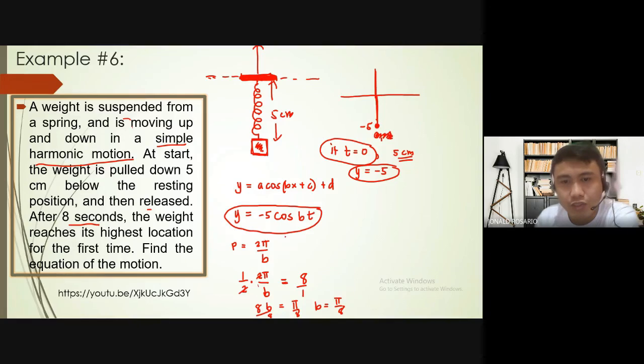So substitution, i-substitute natin yung value ng b sa ating equation or function. Cosine, ang b natin ay pi over 8. Okay? Ano yung given natin dyan doon sa equation?